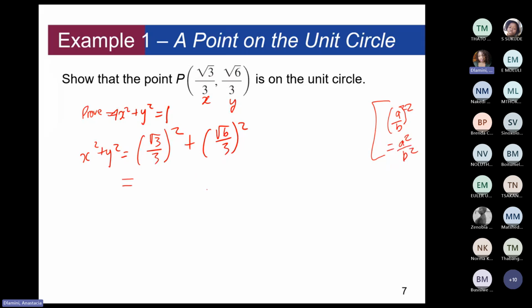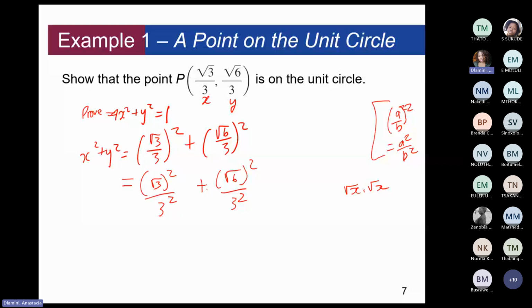So this is equal to the square root of 3 squared over 3 squared plus the square root of 6 squared over 3 squared. According to our exponent law, if you have the square root of x times the square root of x, this is the same as x.